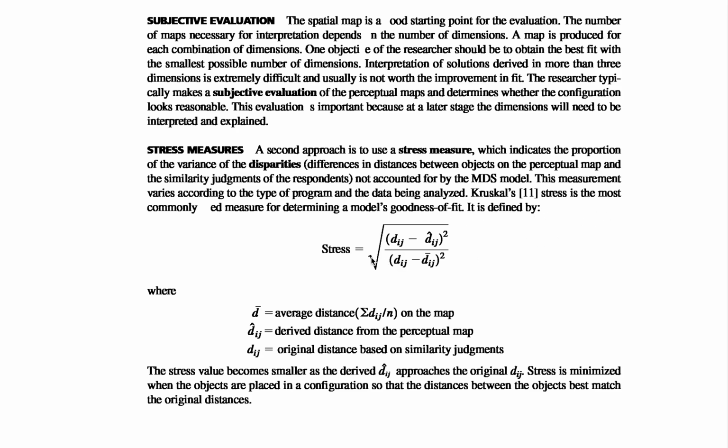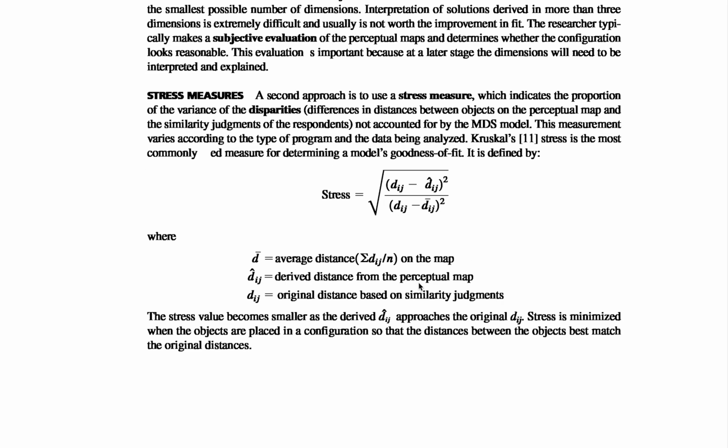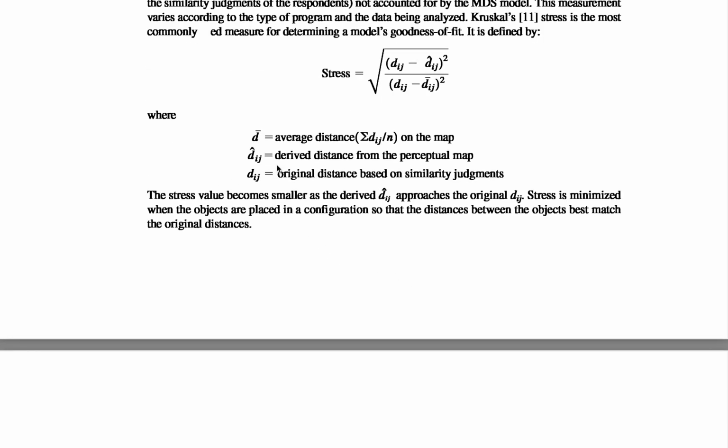Stress is the most commonly used measure for determining the fit of the model, defined by the stress formula: the average distances on the map and derived distances. Perceptual map distances are based on the similarity judgments. These stress values become similar as the derived distances approach the original dij.